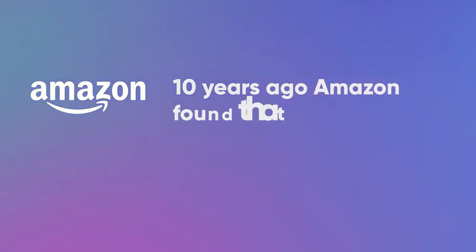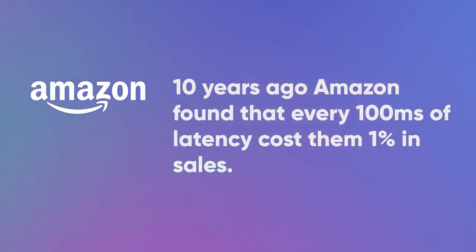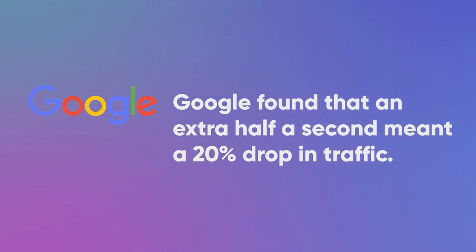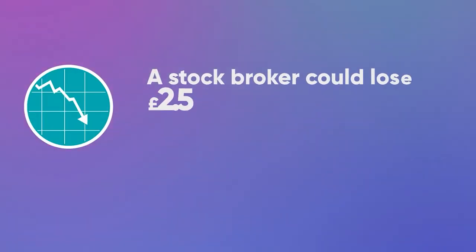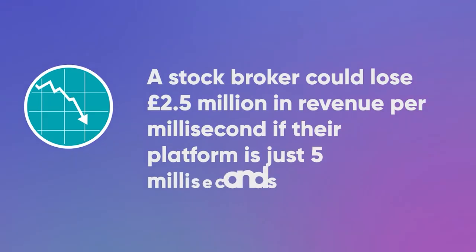As Google says, a slow mobile site limits your business, and nobody wants that. In fact, time for some stats. 10 years ago, Amazon found that every 100 milliseconds of latency cost them 1% in sales. 100 milliseconds. Google found that an extra half a second meant a 20% drop in traffic. And a stockbroker could lose £2.5 million in revenue per millisecond if their platform's just 5 milliseconds behind.